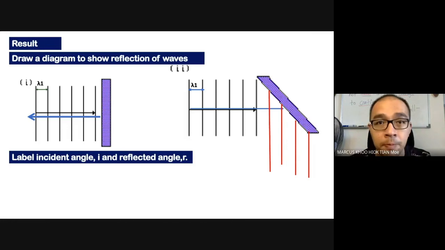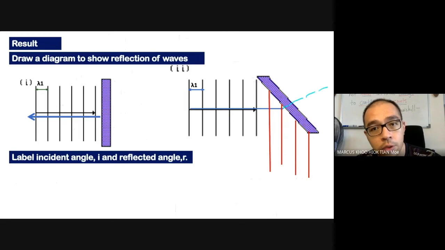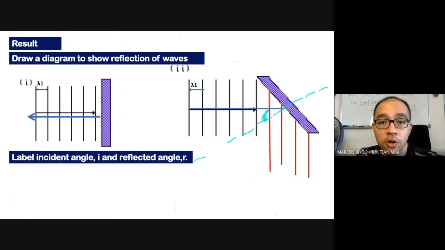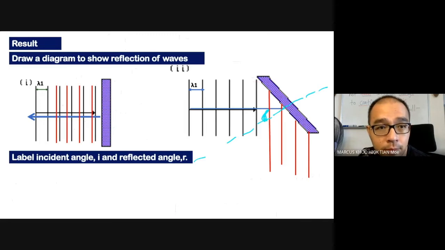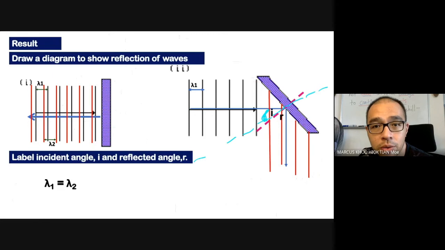No angle at all. But if I tilt the reflector, first thing we need to do is draw the normal line. We draw the normal line, then we measure the angle over here. And so when we draw the reflected waves, it's going to look like this. These red lines over here.